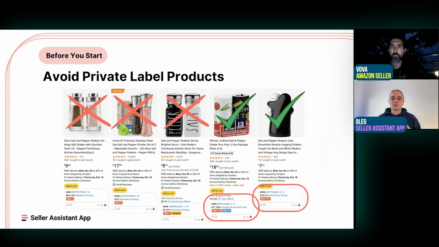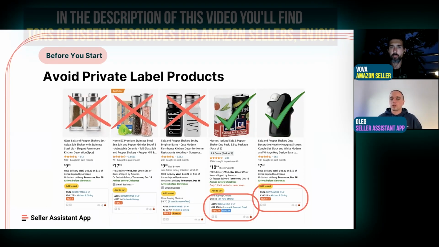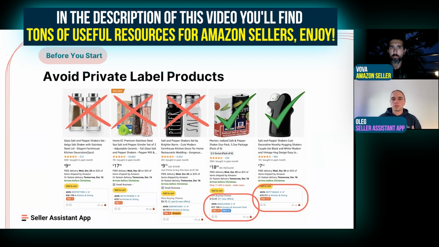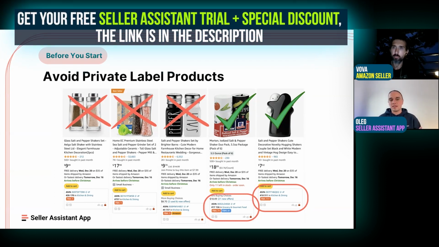Sometimes you need to start by searching a keyword on Amazon. You input a keyword, or you search for a product, and see the products on the Amazon search page. On the search page, it's better to install a Chrome extension which shows quick information about a product. The Seller Assistant app has such a feature and shows quick information about a product right on the search page.